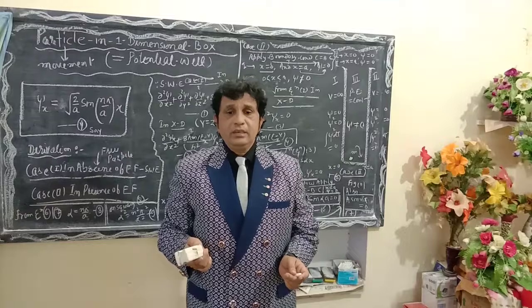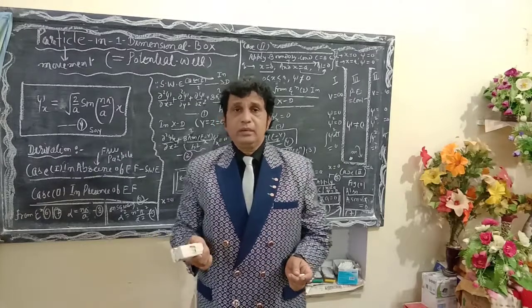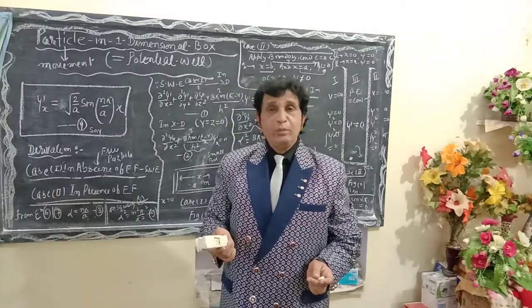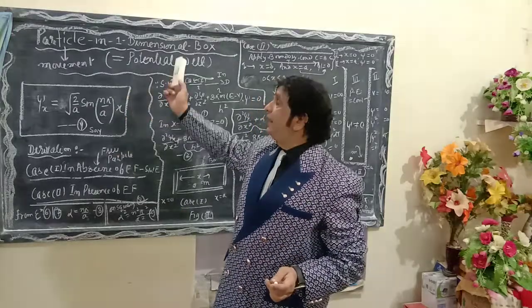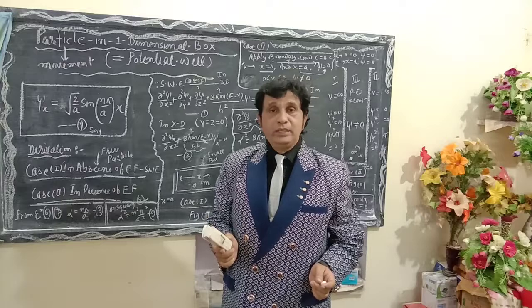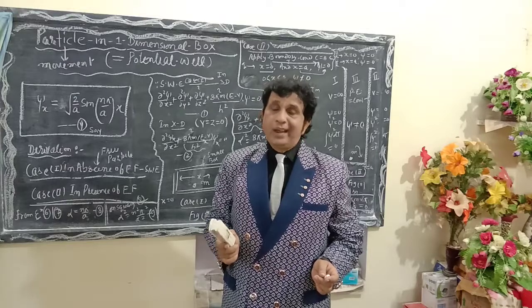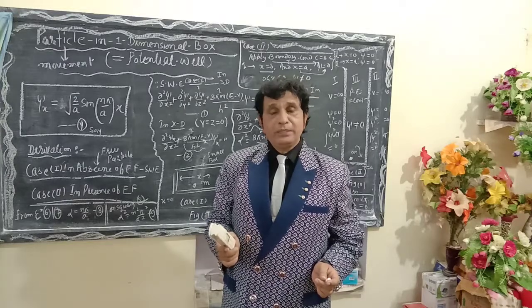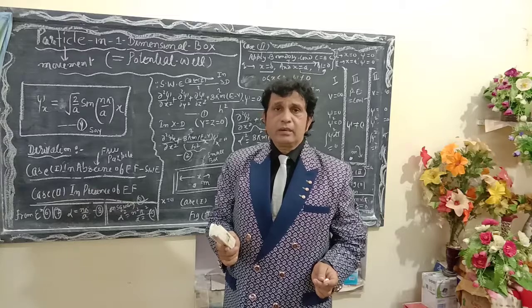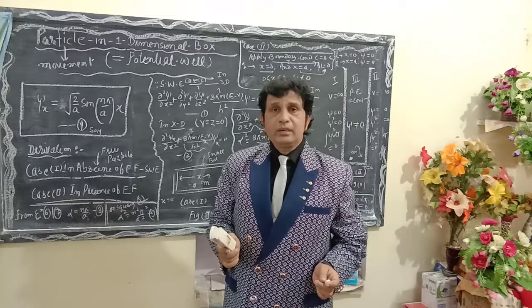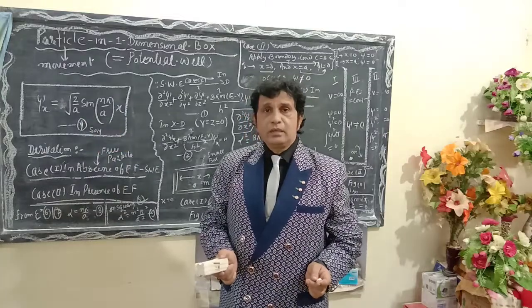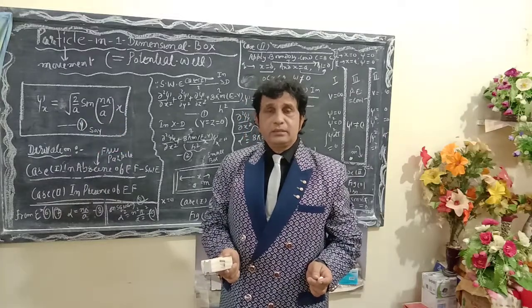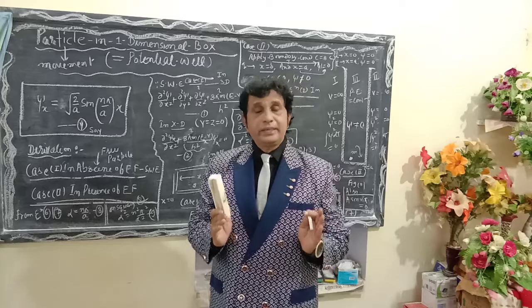Today's lecture, as I have mentioned on the blackboard here, I will deliver on particle in one dimensional box. Let us proceed. The last topic of quantum mechanics of B.Sc part 3, we are going to calculate the value of psi x. The value of psi can be calculated.